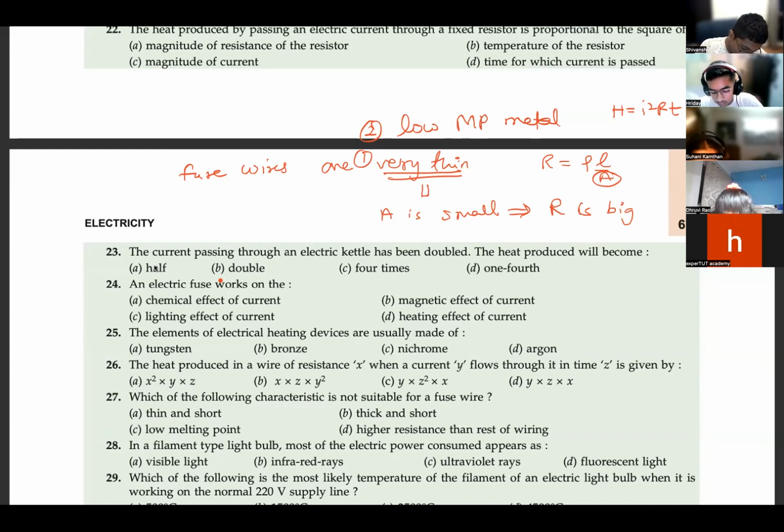And heating devices are usually made up of high resistivity material, like the coil of a filament. So I think this answer to question 25 is nichrome. It's nichrome.